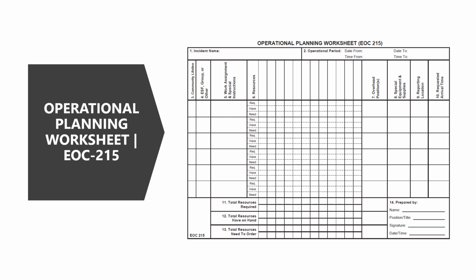The operations planning worksheet, this EOC 215 form, this worksheet is used when we're trying to determine these are our objectives, these are the resources that we need to complete those objectives, and then we can list out what resources we have and determine if we need to order some resources. So let's take a damage assessment team example. In that third column, we can write out, we're going to do damage assessments in Altoona. We can do the next line, we could say in the city of Eau Claire, we can list out all those cities.